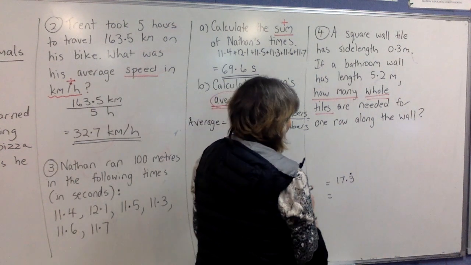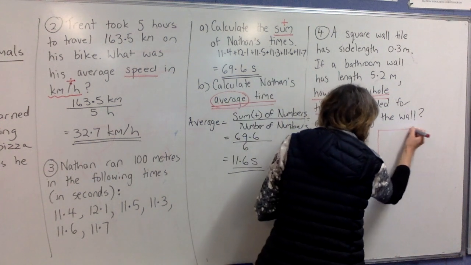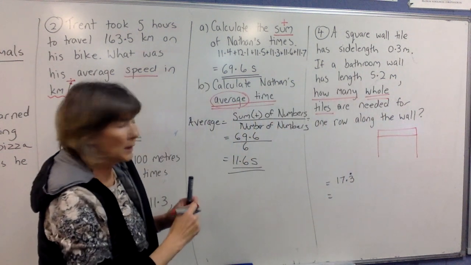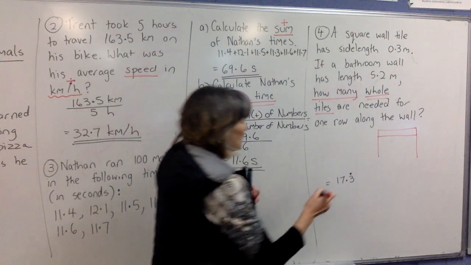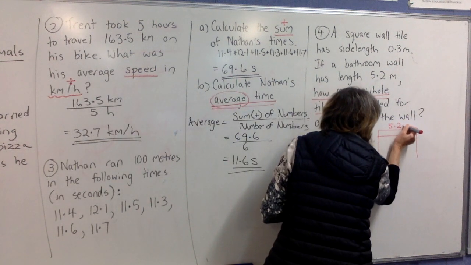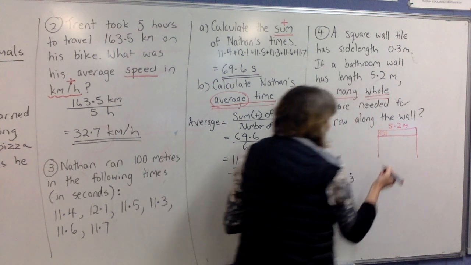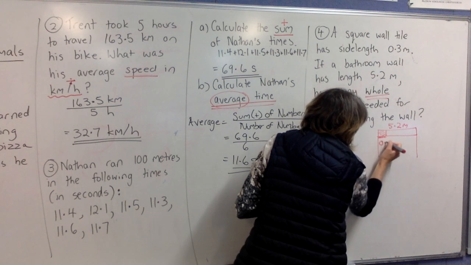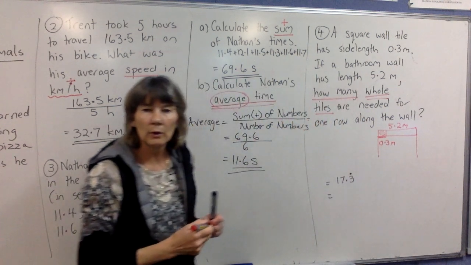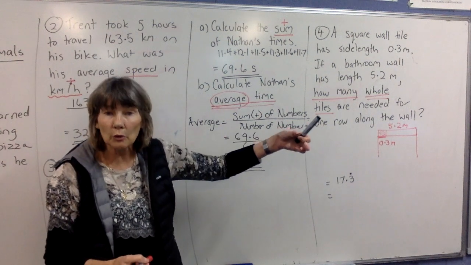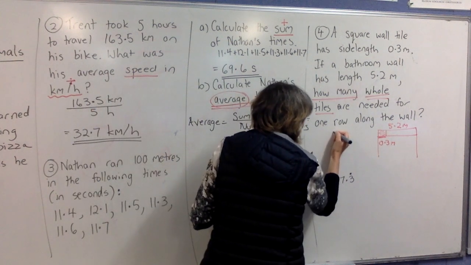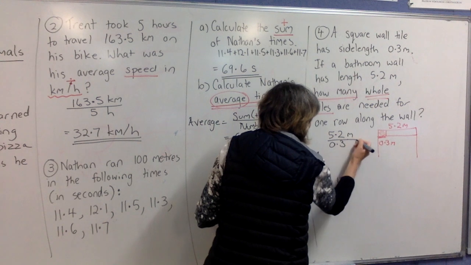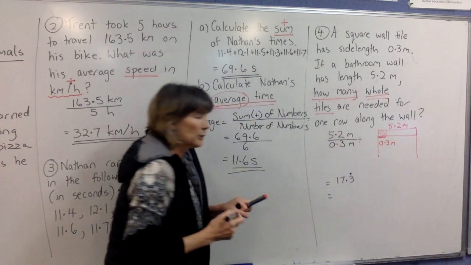Okay, so if we draw a picture, we have a room and we're looking at just one wall of tiles. Just one wall we're going along. So that wall is 5.2 metres long. And if we look at just one of these little square tiles, it's got a side length of 0.3. So we want to know how many 0.3s go into 5.2. So we're going to do 5.2 divided by 0.3. Right, so it's 5.2 metres divided by 0.3 metres.